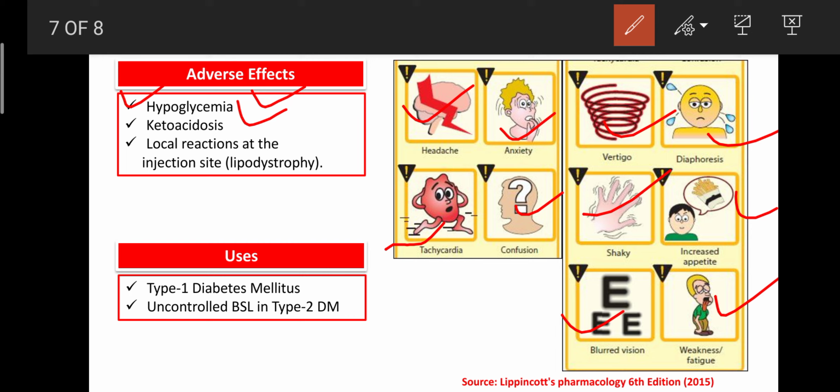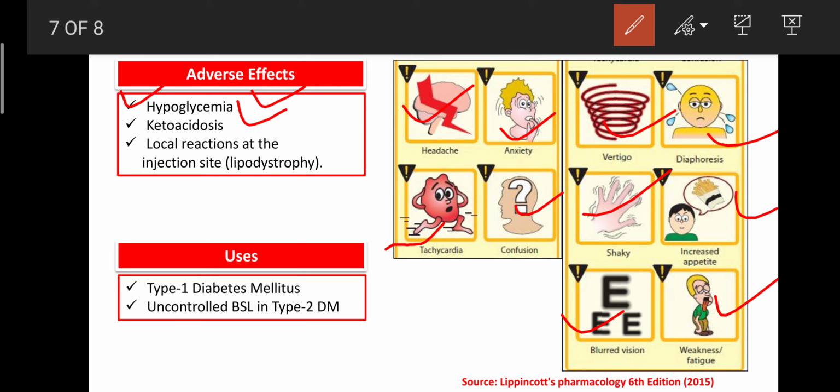Insulin can also cause local reactions at the site of injection, known as lipodystrophy. Due to accumulation of lipid, the muscles swell or the size increases. Due to the dystrophy, the muscles fail at the site of injection, because insulin enhances triglyceride synthesis and inhibits the breakdown of triglyceride, so the lipid accumulates at that particular site. Due to accumulation, dystrophy or lipodystrophy occurs.